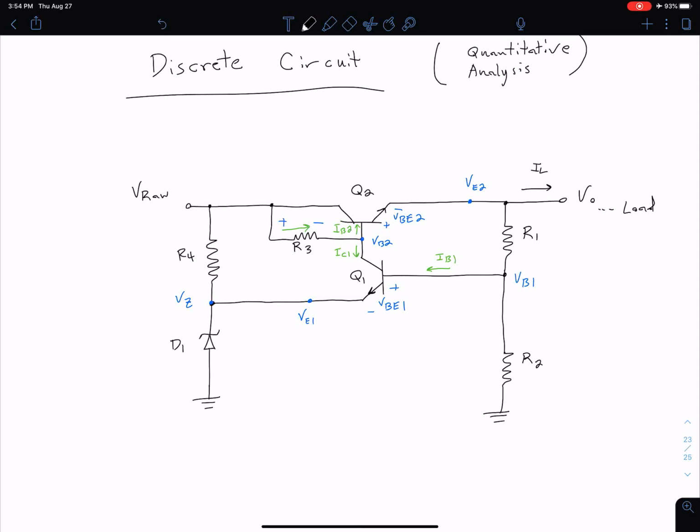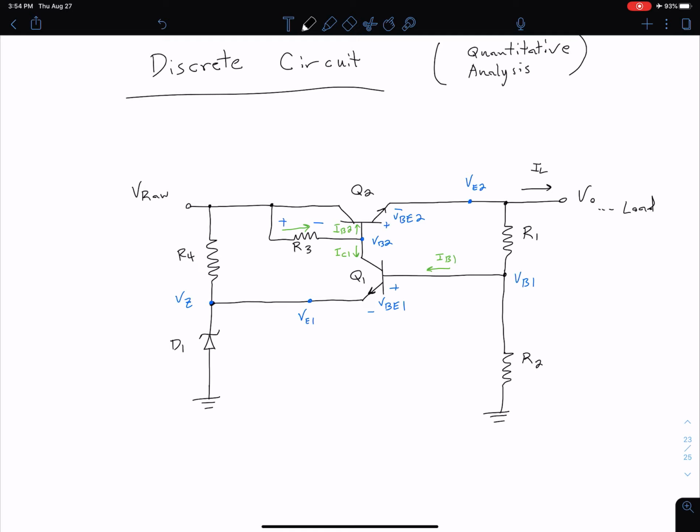Let's pick up where we left off with our last video and come back to this discrete circuit representation of a series pass linear voltage regulator. What we want to do here is get an equation that relates our output voltage to our raw input voltage and our output current IL. So where are we even going to start with this?